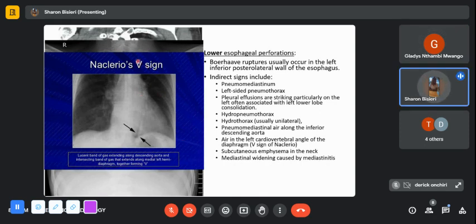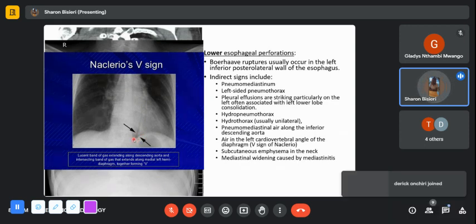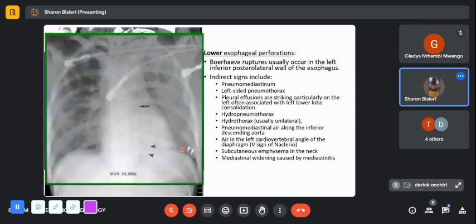Then this is the V sign. This V sign is formed by mediastinal air outlining the descending aorta, and it intersects the air that's over the left hemidiaphragm. So at this area, it forms that V sign. Then in this next image, we can still note mediastinal air outlining the descending thoracic aorta and also overlying the left hemidiaphragm.